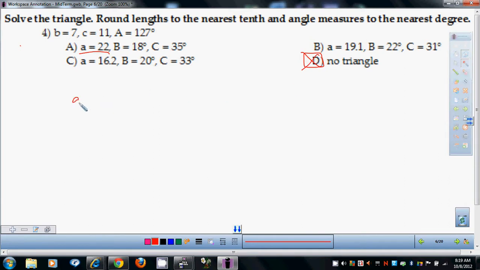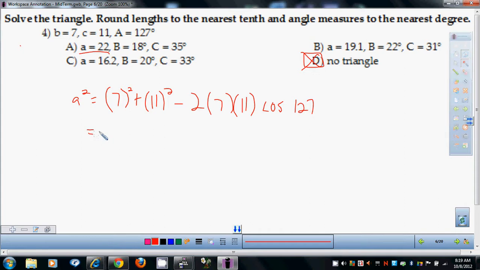Law of cosines. Little side A squared equals little side B squared plus little side C squared, minus 2BC cosine of the angle, and punch it in. 49 and 121, 170 I think. 77 times 2, cosine 127. What can you absolutely not do? You cannot subtract 170 minus 154. Very good. Please remember that.